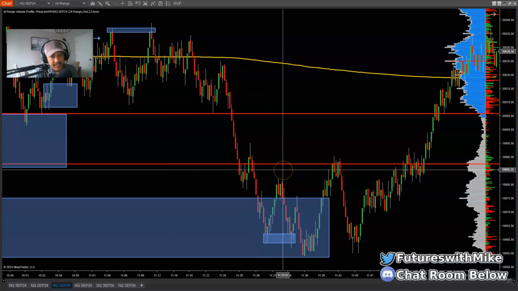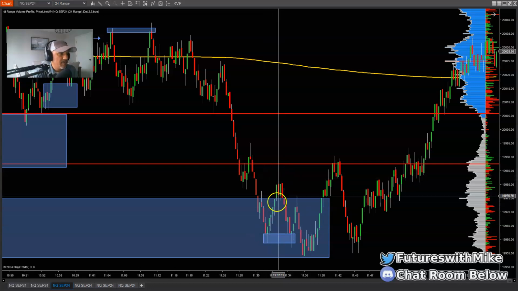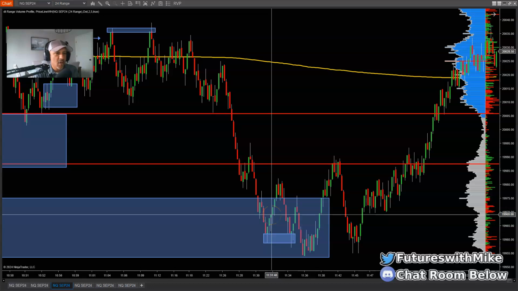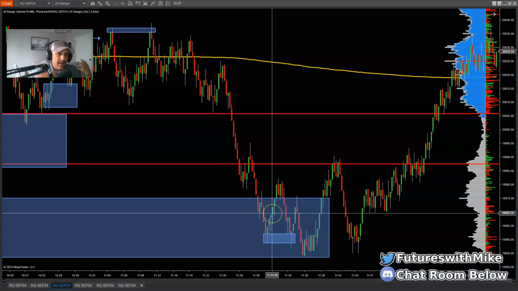I'm looking for a demand setup pretty much for us to look for a pullback. It does that right here. But if you notice here, the market pulls back. If you know what I'm talking about when I say unmitigated versus mitigated, or high probability versus low probability, then you know what I'm talking about.